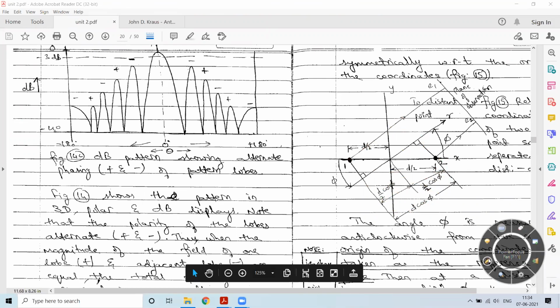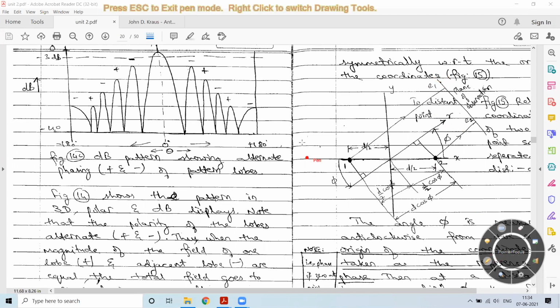So now when we are considering the field E1 and E2, we need to consider the distance in terms of radians, which is given by what? Beta into the distance parameter. So here beta is nothing but 2 pi by lambda into the distance parameter. Now this is the distance in terms of radians.